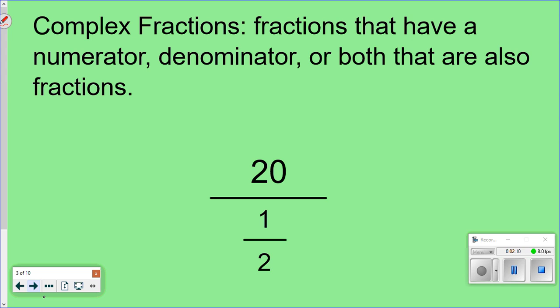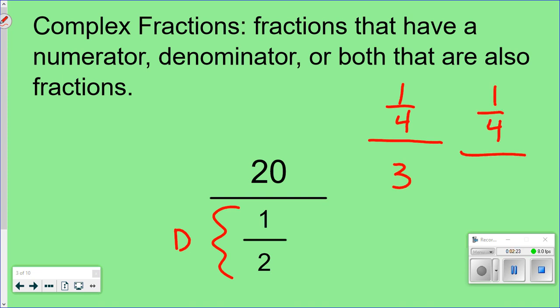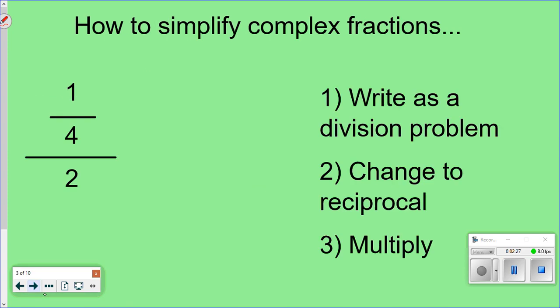So this is an example. Notice I have a fraction in my denominator here. I have a whole number in my numerator. That's possible. You could have a fraction in the numerator and a whole number in the denominator, or you could have a fraction in the numerator and a fraction in the denominator. All these things are complex fractions. So the question is how to solve them. It says how to simplify complex fractions, but really it means how to solve them.